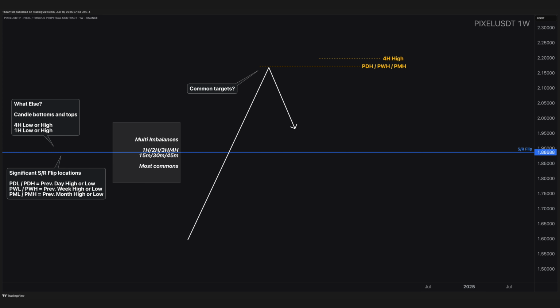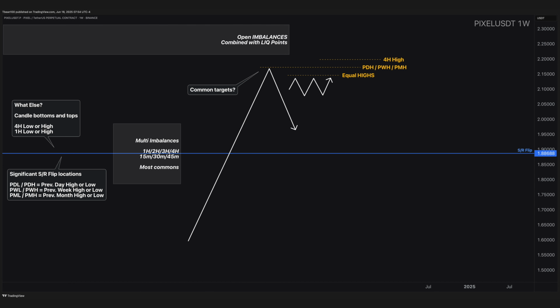For micro scalpers, the high of the 4-hour candle also can be a great target. Furthermore, if I see any kind of equal highs, it will give me extra confidence in my targets. And finally, I always try to combine liquidity points like these ones with imbalances for much better targets. These are great price magnet locations. They are pulling the price.